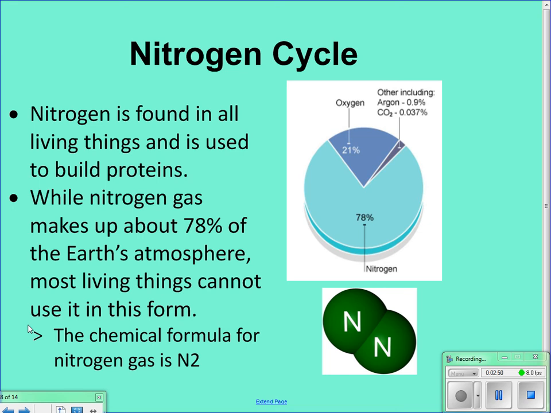The nitrogen cycle. The nitrogen cycle is a little different. So nitrogen is found in all living things. It's used to build proteins like muscle, skin. Nitrogen gas we find in the atmosphere. So this is a pie chart showing composition of the atmosphere. Nitrogen gas makes up about 78% of the Earth's atmosphere. We can't use this gas. So the chemical formula for nitrogen is N2.